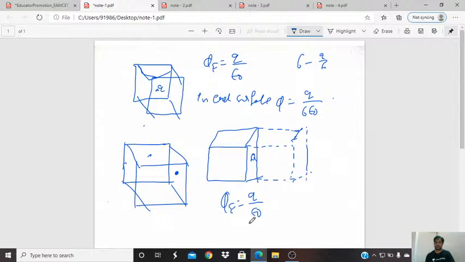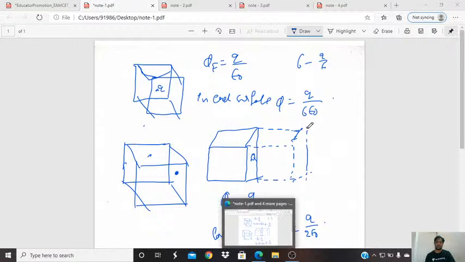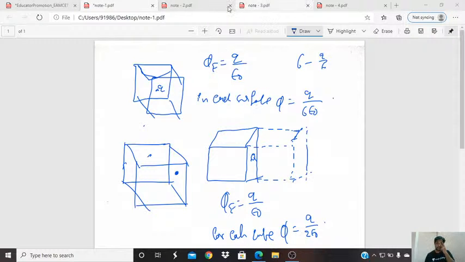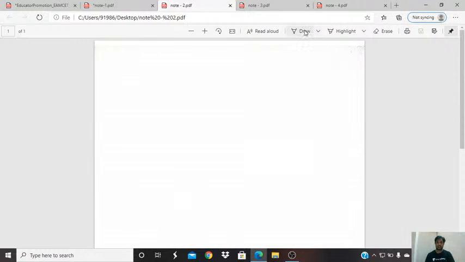So with these two, the total flux will be q by epsilon naught. Now, for each cube, what is the flux here? For two cubes it is q by epsilon naught, so for one cube it is q by 2 epsilon naught. Like this we have to find. Or say, suppose the charge is placed at a corner.